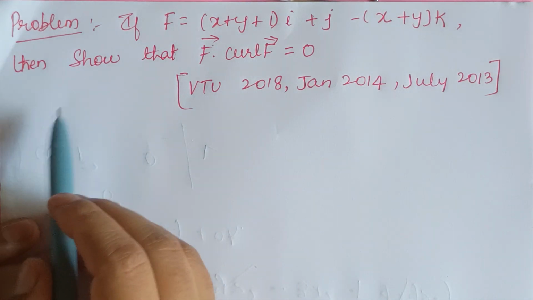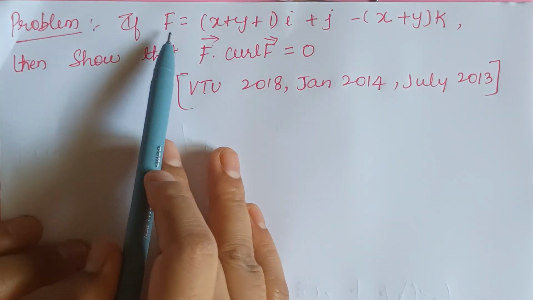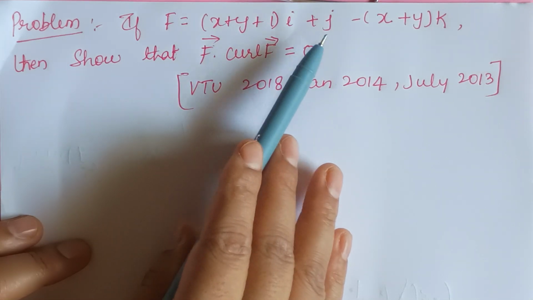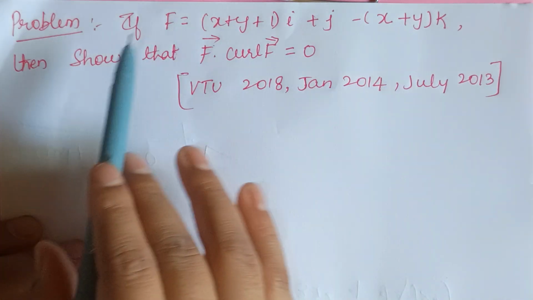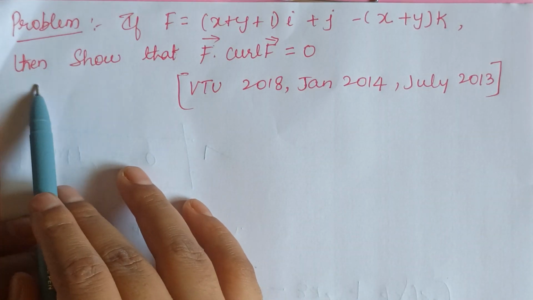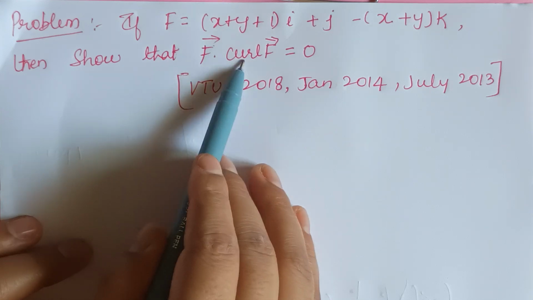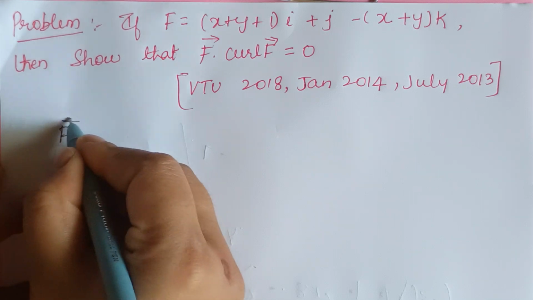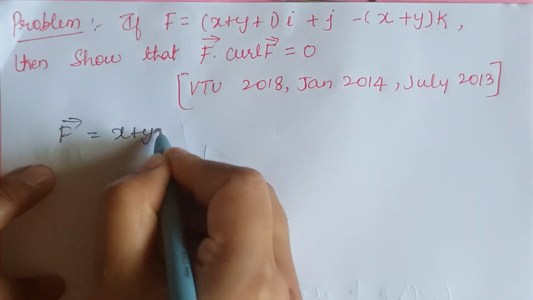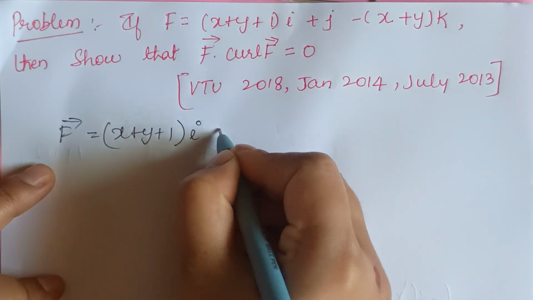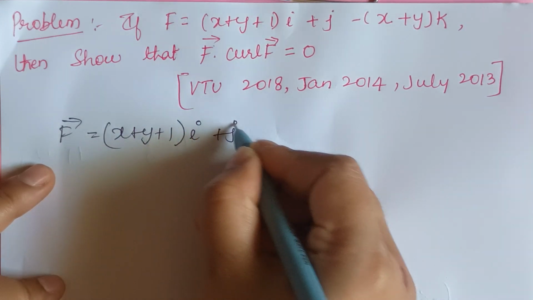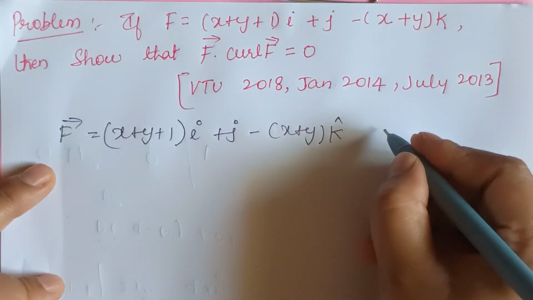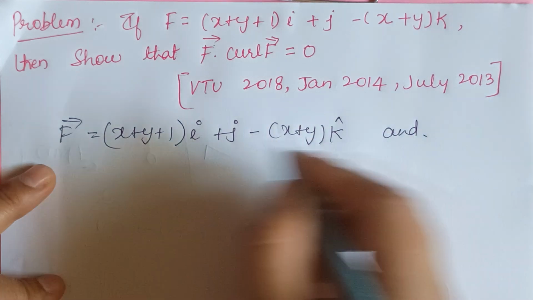In this video, we're going to show that if vector f is equal to (x plus y plus 1) i plus j minus (x plus y) k, then vector f dot curl of vector f is equal to 0. So this is the given vector f: (x plus y plus 1) unit vector i plus unit vector j minus (x plus y) unit vector k.